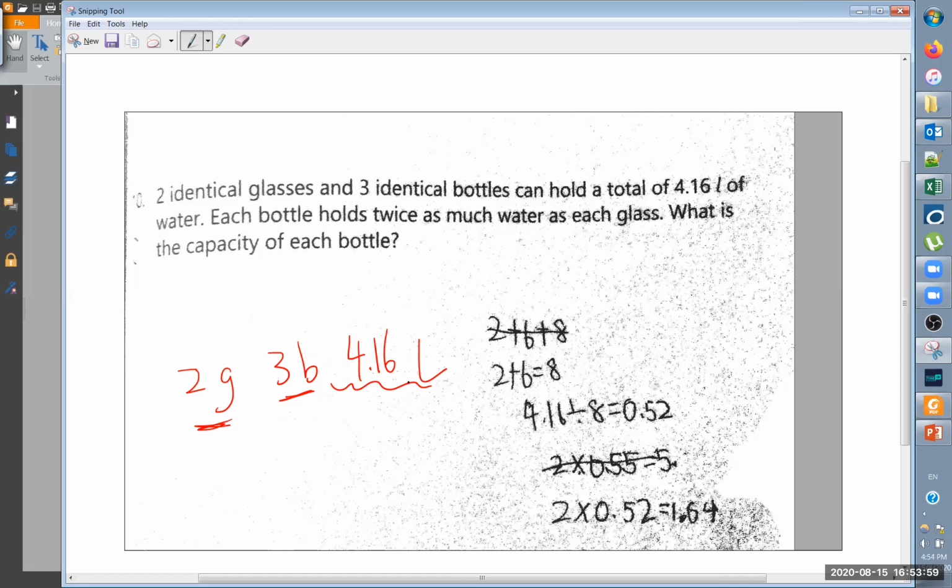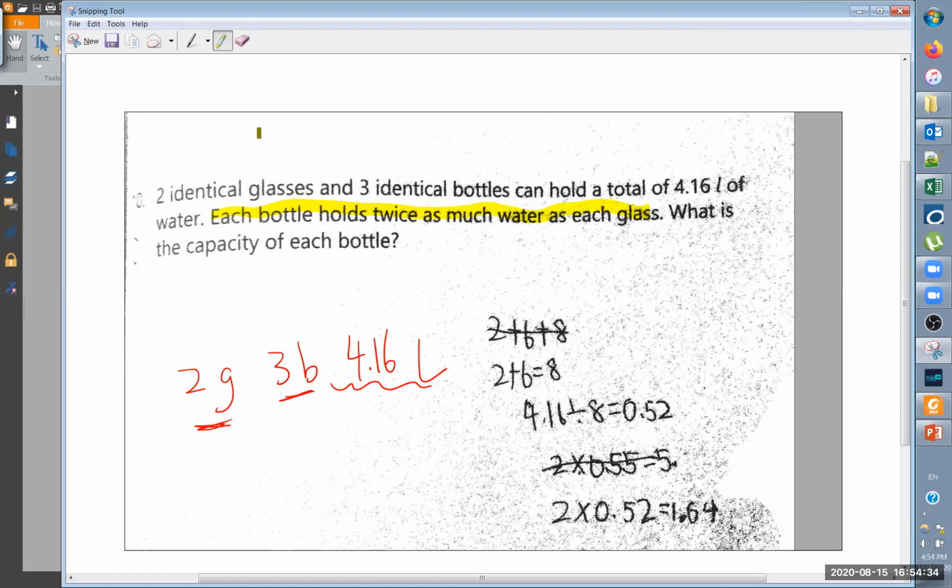Now it says each bottle holds twice as much water as each glass. So what is the capacity of each bottle? Each bottle holds twice as much water as each glass. Okay, so that means what? Given this sentence, which one is bigger? Bottle is bigger or glass is bigger? Bottle is bigger.